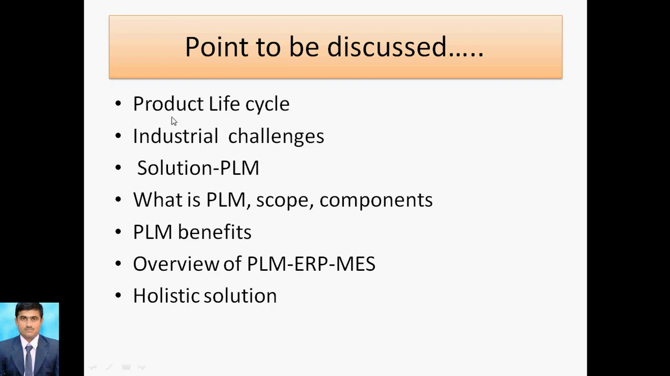The first point is the product life cycle. The second point is industrial challenges. The third point is the solution, PLM. The fourth point is PLM scope and components. The fifth point is PLM benefits. The sixth point is the overview of PLM, ERP, MES, and the last point is the holistic solution. So these are the points we are going to discuss here.